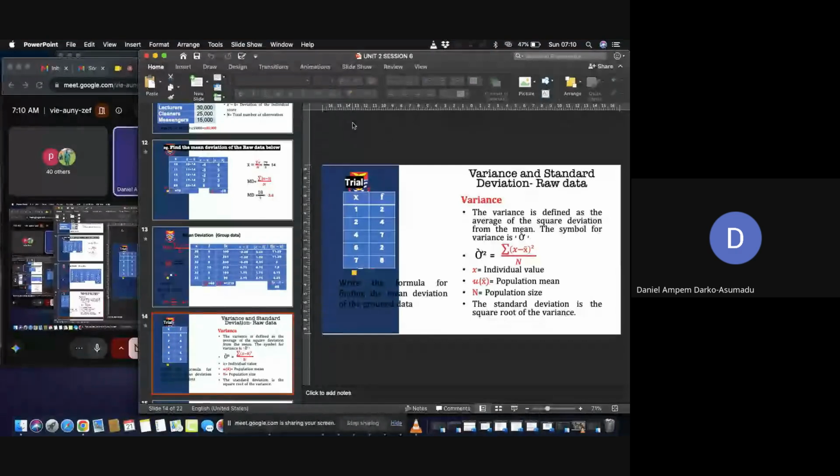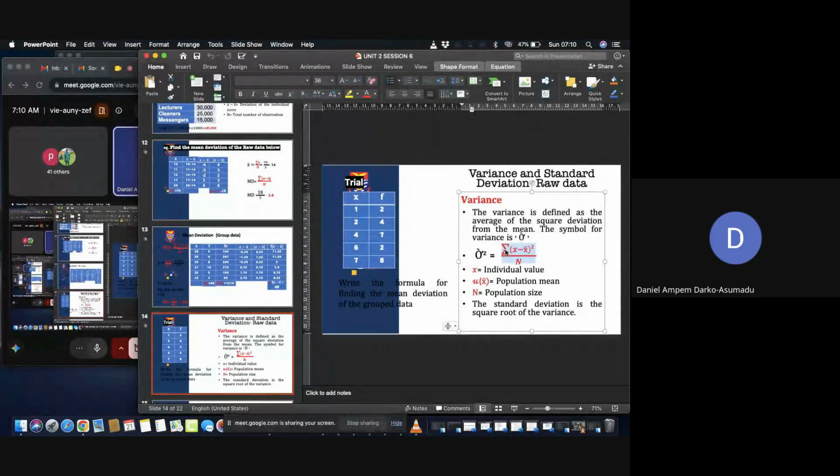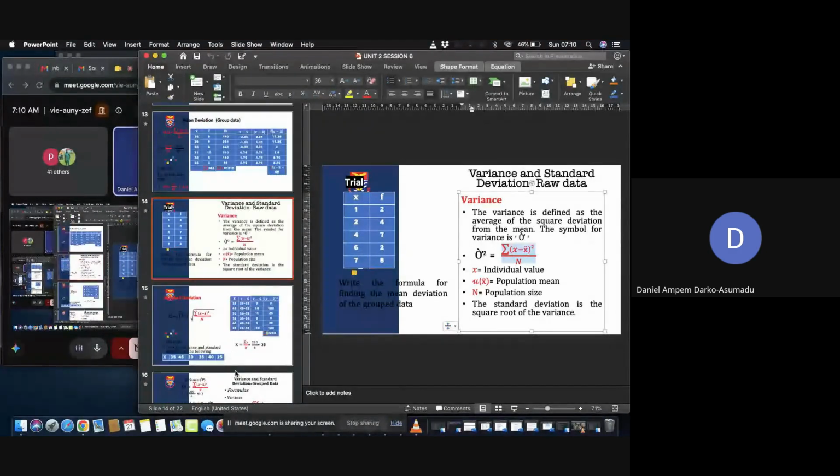All right. The next thing we need to do is variance and standard deviation. We'll look at it for the raw data, and we also look at the group data. Variance is defined as the average of the squared deviations from the mean. This is the variance formula. Again, I will tell you to learn the formulas because you may not get the formula sheet during exams.